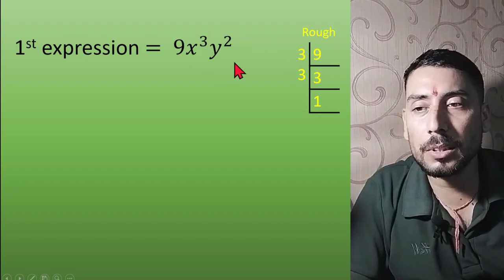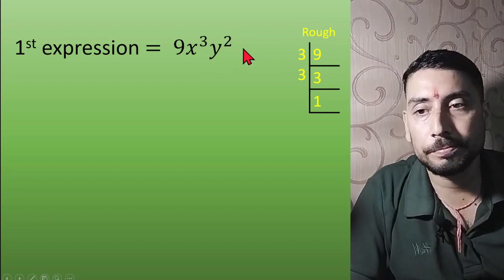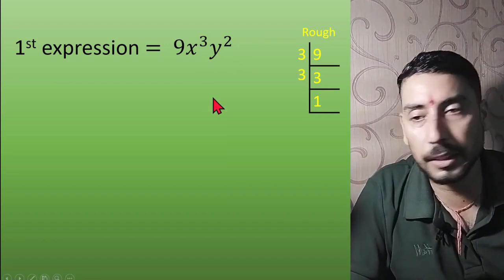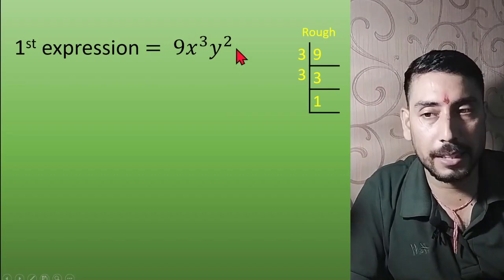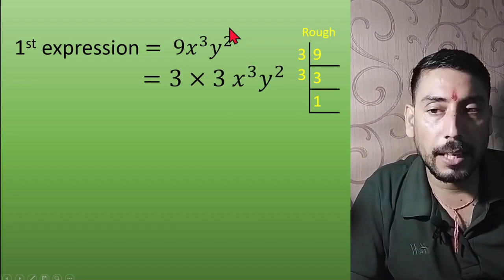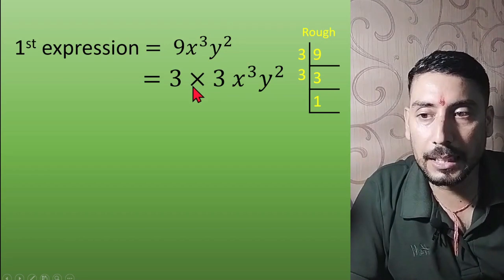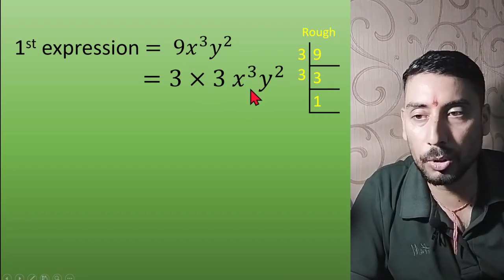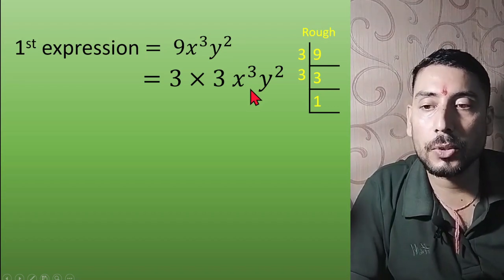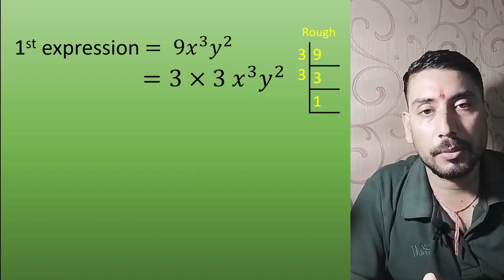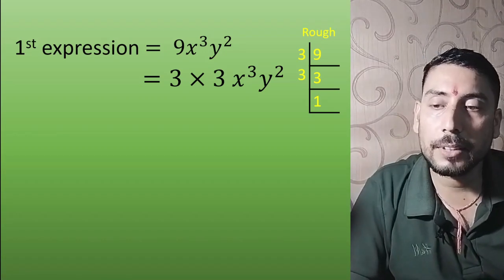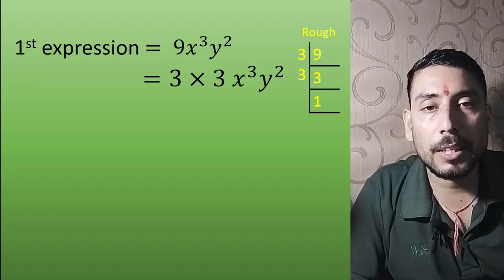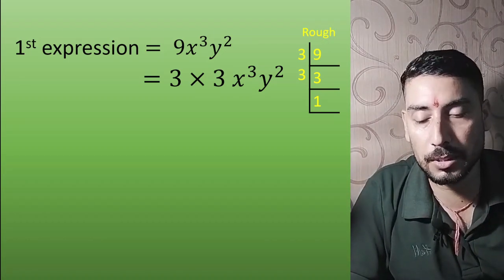And for variables, better not to change them into factors. Simply I'll teach you a hint through which the HCF can be found very easily without factorizing it. So this is our first step. 3 into 3 for 9, and x cube y square as it is. Although x cube can be written as x into x into x, there is no need to write it for now because you can find out the HCF easily without factorizing the variables. This much for the first expression.